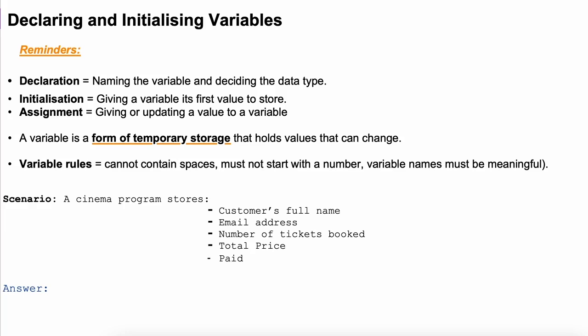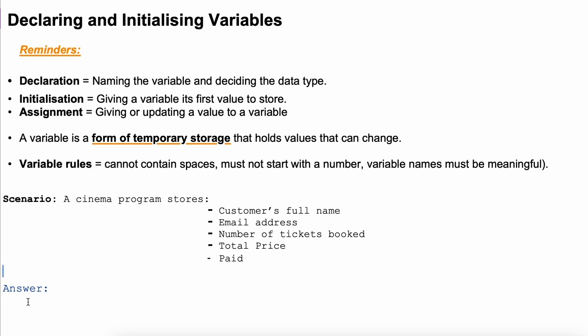So let's look at this task. We have a cinema program. This program will store the customer's full name, email address, number of tickets booked, total price, and paid. I think what this means is, have they actually paid or not?